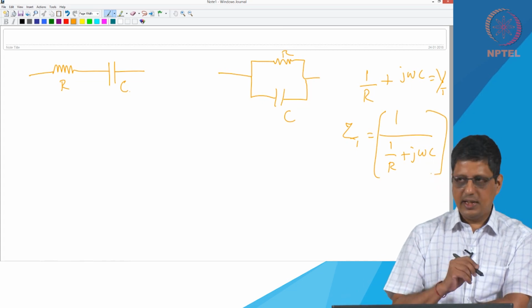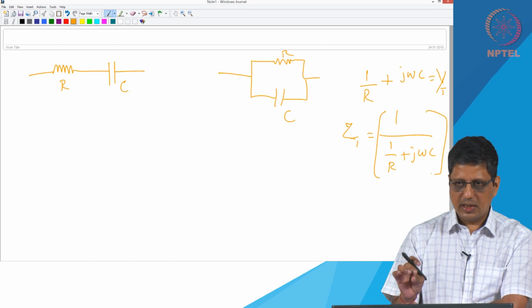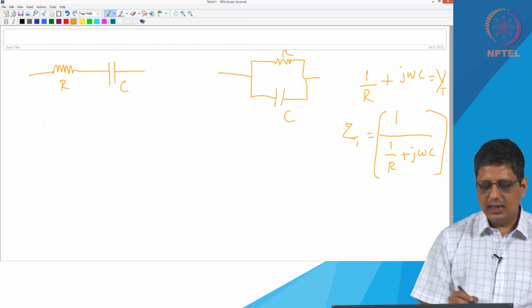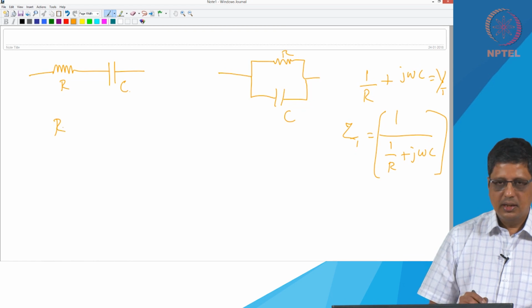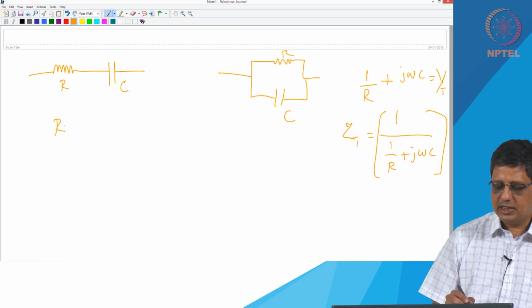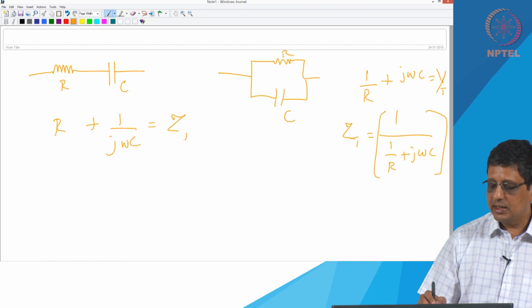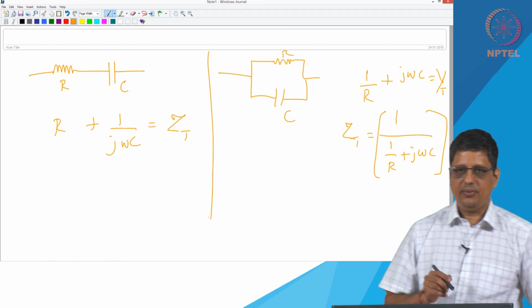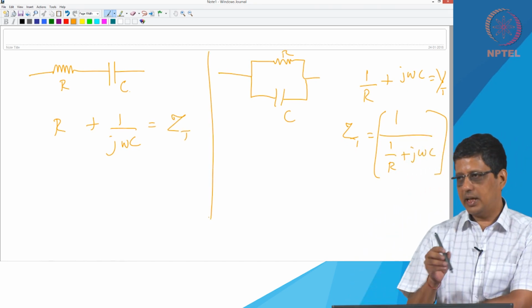It's easy to do here, as long as we know what the impedance of each element is. Similarly, here I have to add the impedances because they are in series. Impedance of the first element is given by R, impedance of the second element is given by 1 by j omega C, and this will tell us the total impedance. Correct.